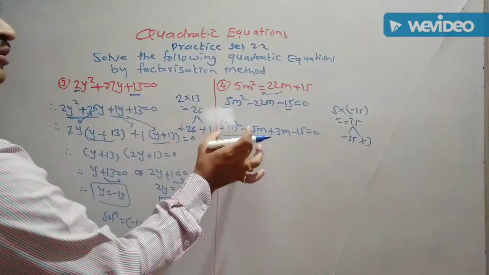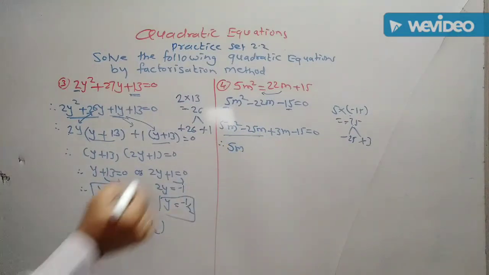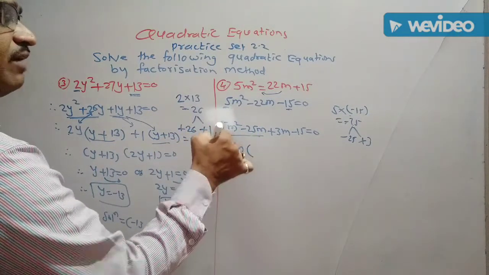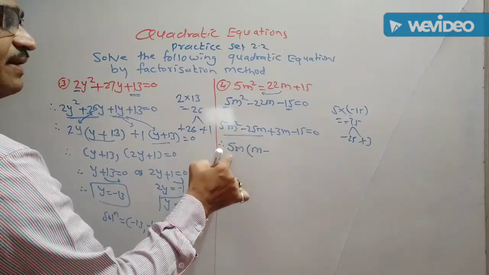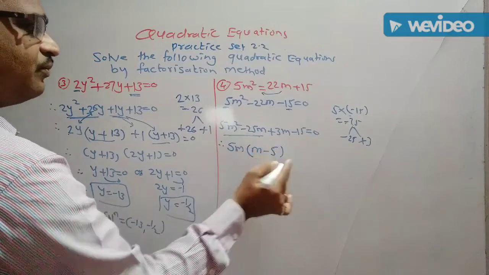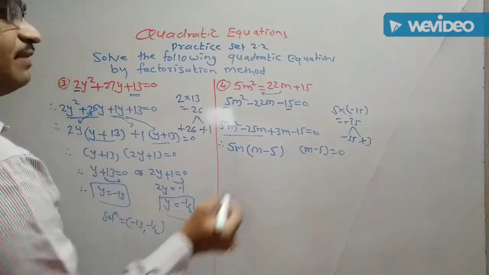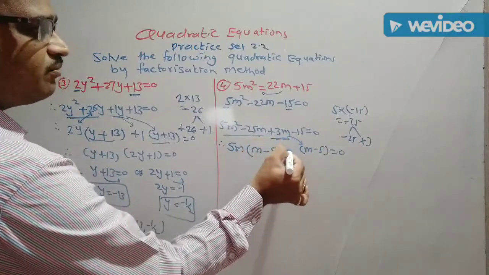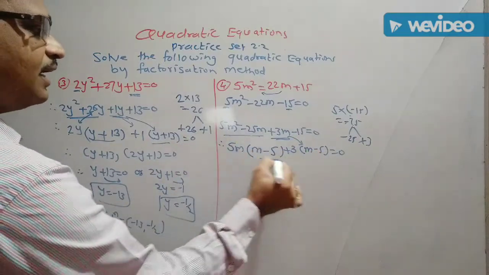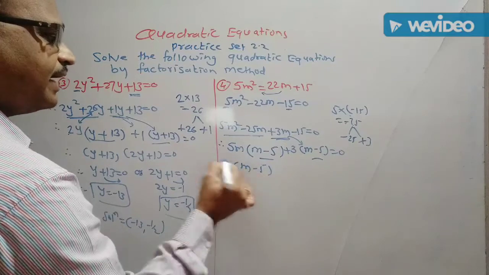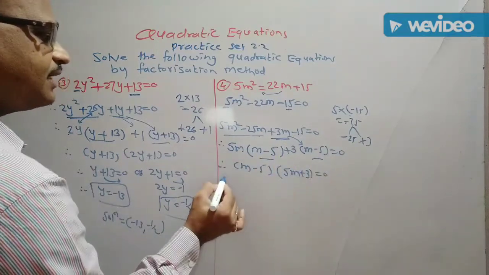Now from the first two terms, both coefficients are multiples of 5, therefore we take 5m as common. From 5m square, 5m gets common, the remaining is m. Minus, 25 divided by 5, that is 5. I write the same bracket after some distance, m minus 5, and from the third term m gets common, the remaining term I write in between the two brackets, that is plus 3. Again the m minus 5 bracket gets common, and the remaining term is 5m plus 3, I write in the second bracket.